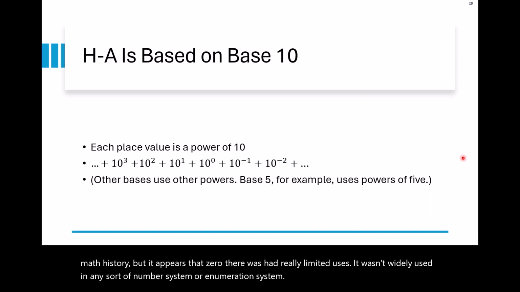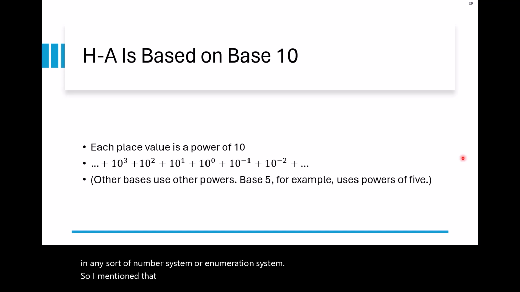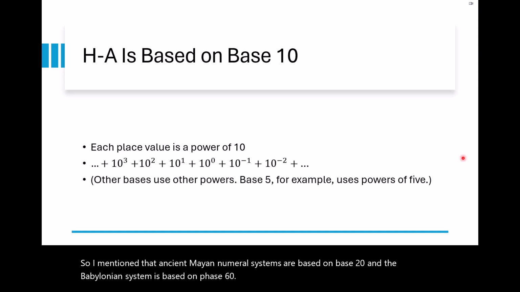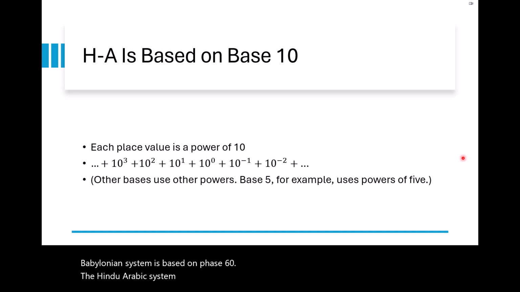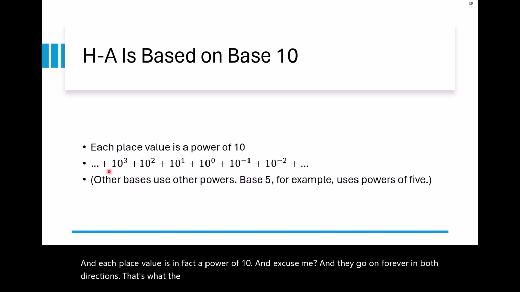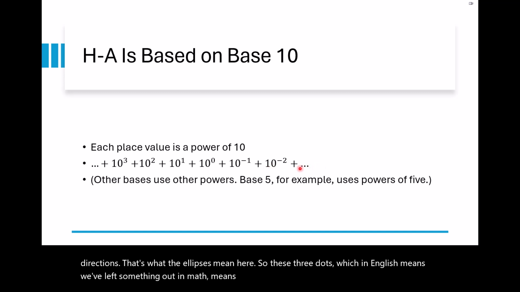So I mentioned that ancient Mayan numeral systems are based on base 20, and the Babylonian system was based on base 60. The Hindu-Arabic system is based on base 10. And each place value is, in fact, a power of 10. And they go on forever in both directions. That's what the ellipses mean here. So these 3 dots, which in English means we've left something out, in math means this pattern keeps going.